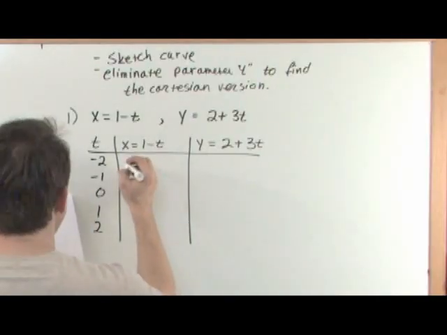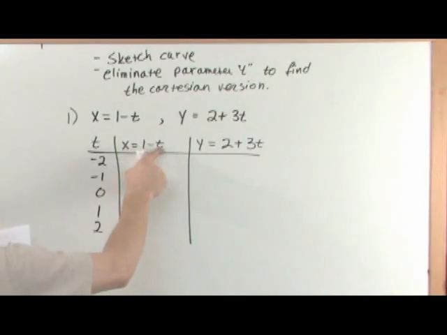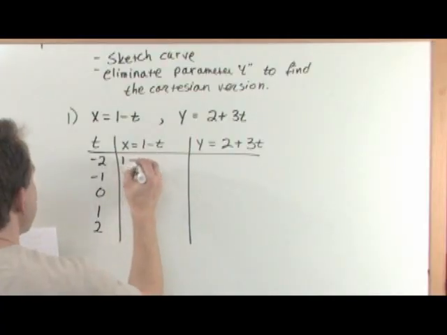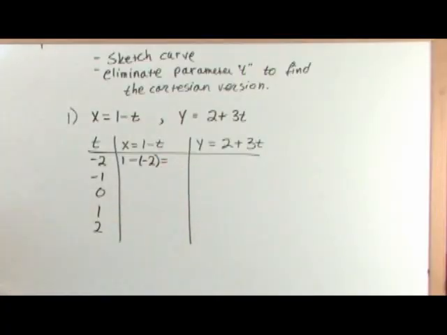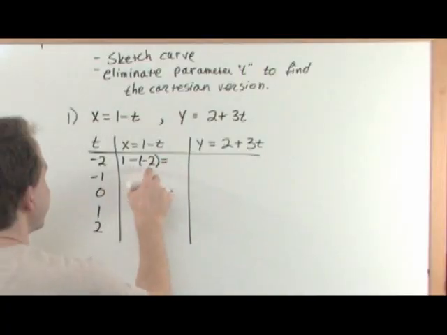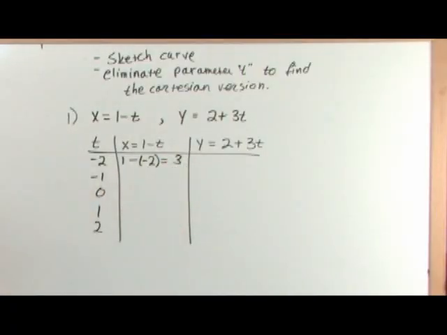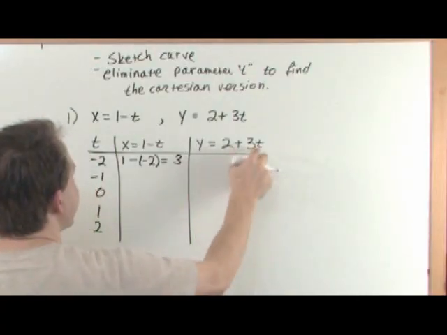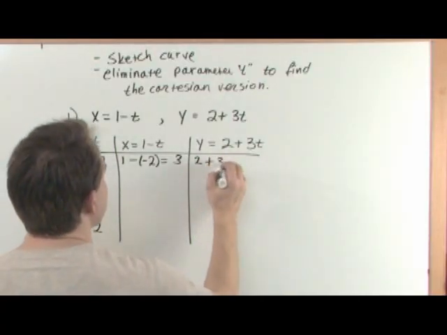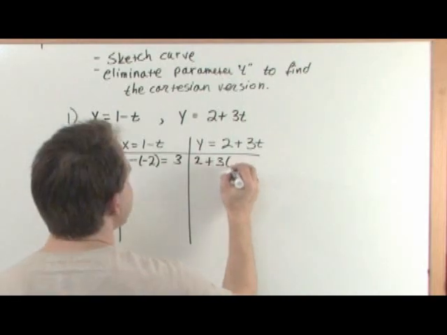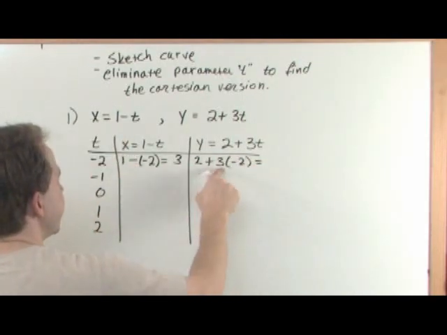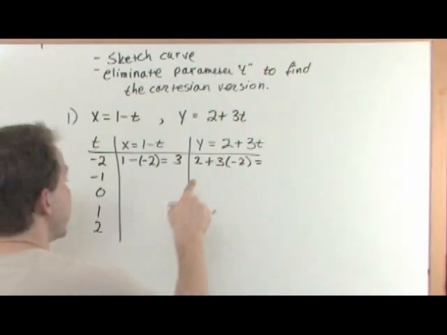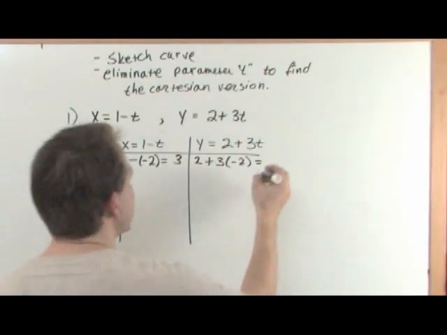So for x, it's going to be 1 minus t. So it's going to be 1 minus t, which was -2, and that's going to equal 1 minus -2, which is 1 plus 2, which is 3. And then y is going to be 2 plus 3t. So it's going to be 2 plus 3 times t, which was -2, so 2 plus -6. Really what it's going to be is 2 minus 6, which is -4.